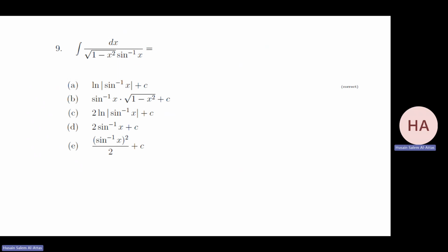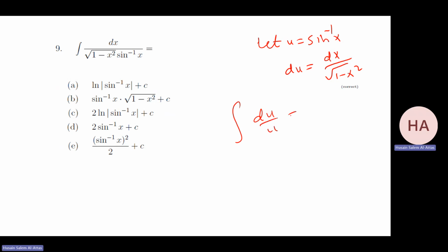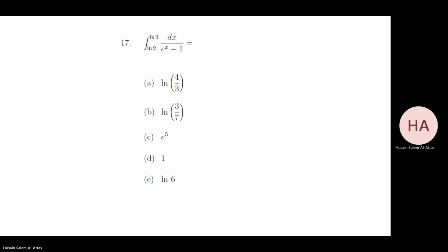Okay. Let's try to finish this section, 5.9. I let u equal sine inverse x. Then du is dx over square root of 1 minus x squared. So this integral is du over u, which is ln u plus c, which is ln of sine inverse of x plus c.